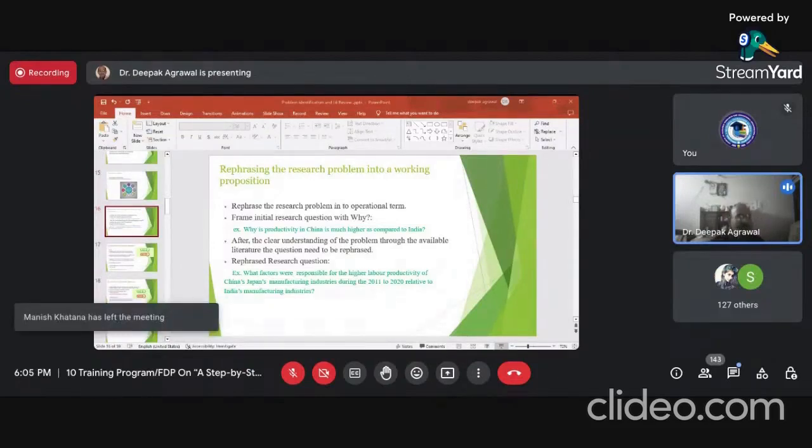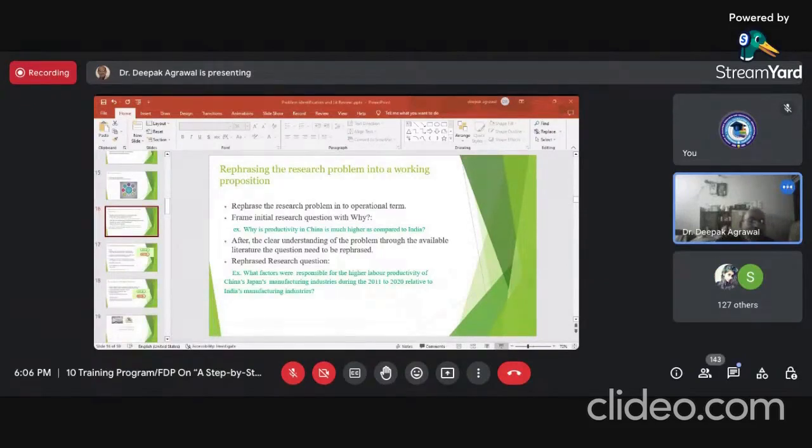And now finally, we need to give it a shape that is known as rephrasing. There is a difference between rephrasing and paraphrasing. Paraphrasing is when someone's work has been reshuffled, readjusted, or made with some grammatical changes. But rephrasing is simply redefining the whole of the work in your own words with some meaningful outcomes. So rephrase the research problem into operational terms, that means which you can incorporate in your own words.